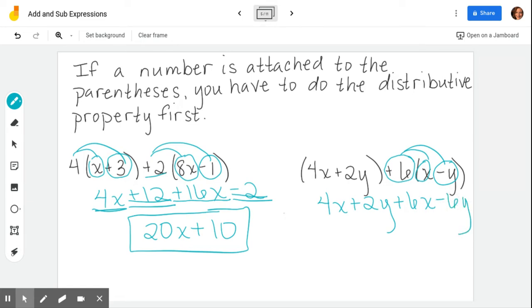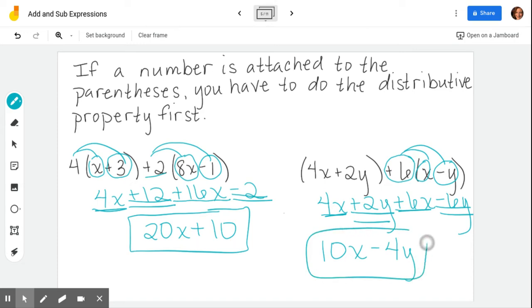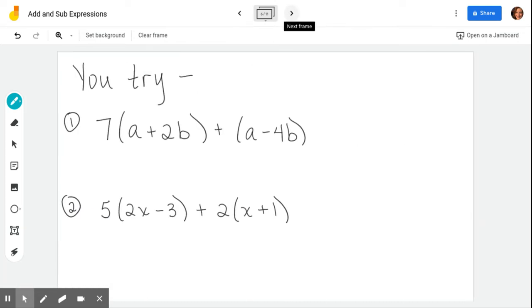Put your like terms together. 4x and positive 6x gives me 10x. 2y and negative 6y gives me negative or minus 4y. Okay, so that's the end of the second part. Let's go ahead and try this again. I'd like for you to do these 2 problems. So I would really recommend that you hit pause on the video, give them a shot, and then resume the video and see if we match.